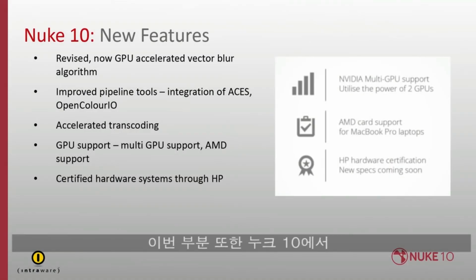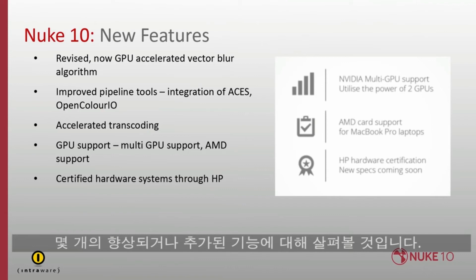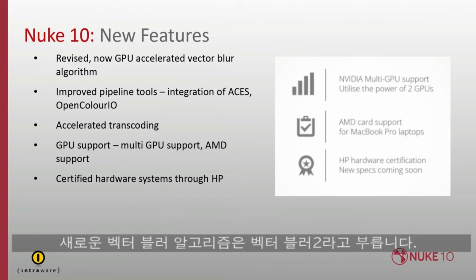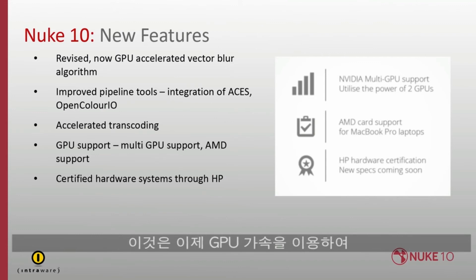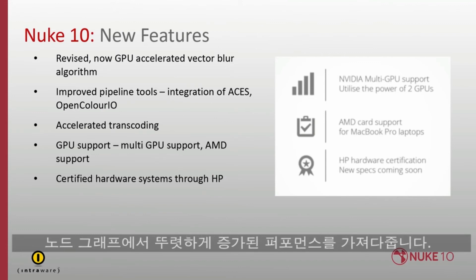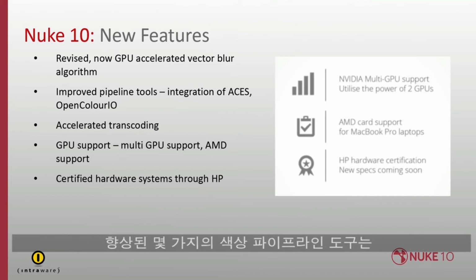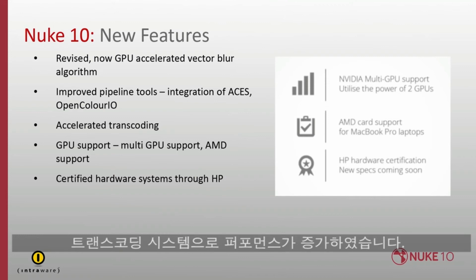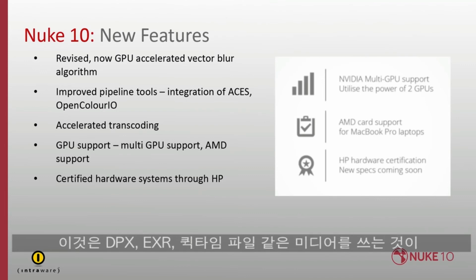There are also a number of other enhancements and additions to NUKE 10. There is a new vector blur algorithm called Vector Blur 2, which is now GPU accelerated, delivering a noticeable increase in performance in the node graph. There have been a number of improvements to the color pipeline tools, including the integration of ACES as well as OpenColorIO.